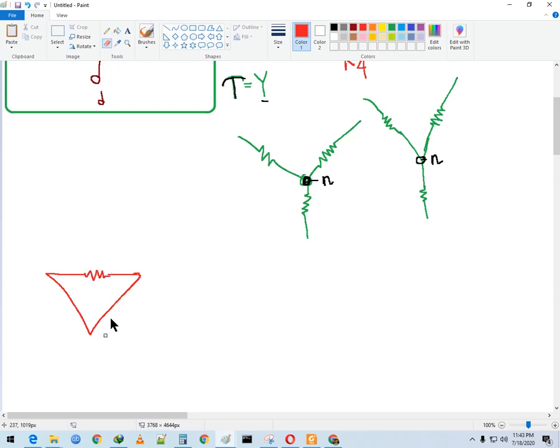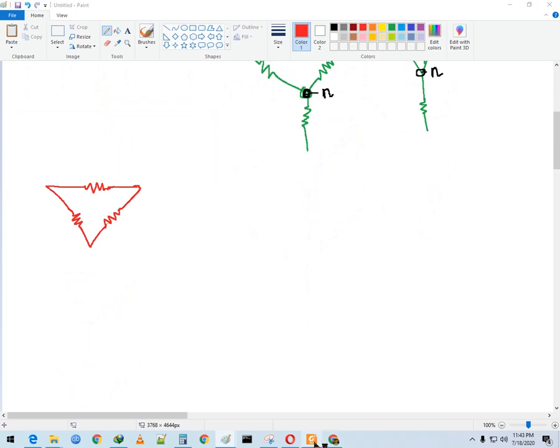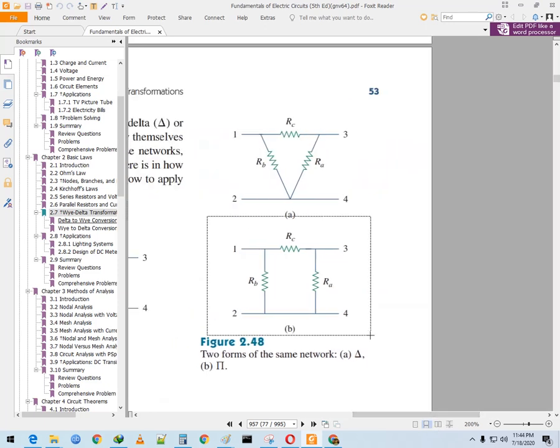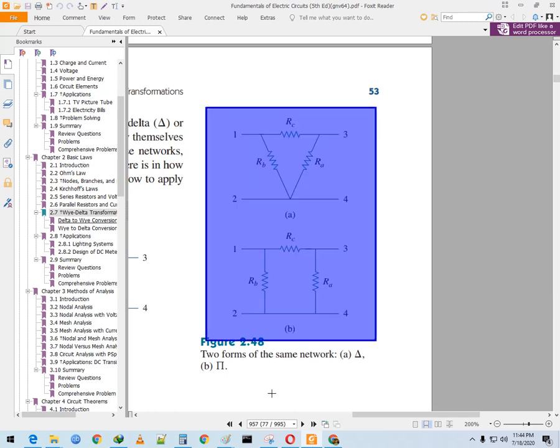Let me erase this first. So we can call this a delta circuit, but this is obviously not a full delta circuit because all these three elements are in series, so it's not actually a circuit, but still you get the idea. So let's take a look at the real delta circuit. How does it look? Let's take an example.